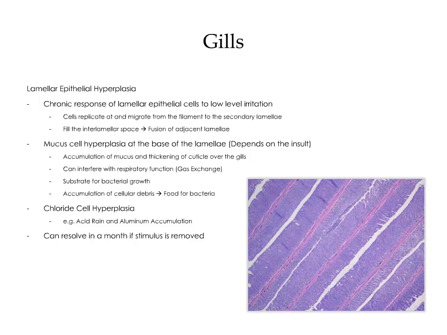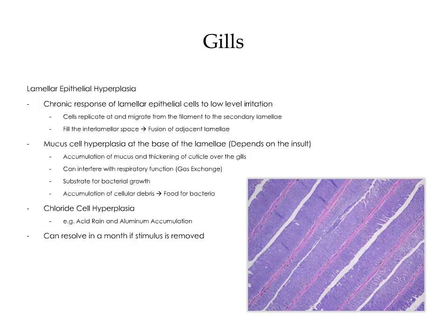Lamellar epithelial hyperplasia is a chronic response of lamellar epithelial cells to low levels of irritation. The cells replicate at and migrate from the filament to the secondary lamellae. In severe cases, these cells will fill in the interlamellar space, resulting in fusion of the adjacent lamellae. Mucous cell hyperplasia can occur at the base of the lamellae. However, this depends on the insult.